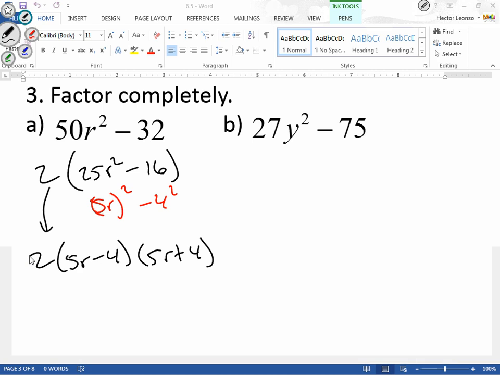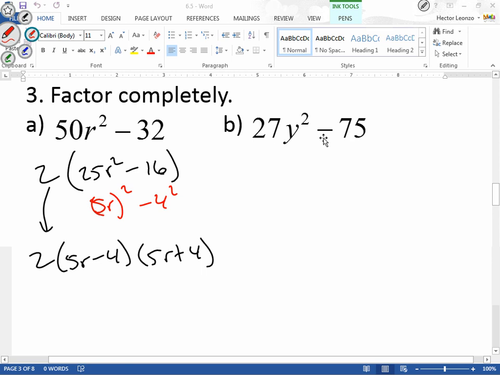I don't know if you noticed in the previous question, in my first parentheses I did the plus sign, and in the second parentheses I did the minus sign. It doesn't matter which one goes first, as long as one of the parentheses has a plus sign and the other has a minus sign. All right, let's take a look at B.